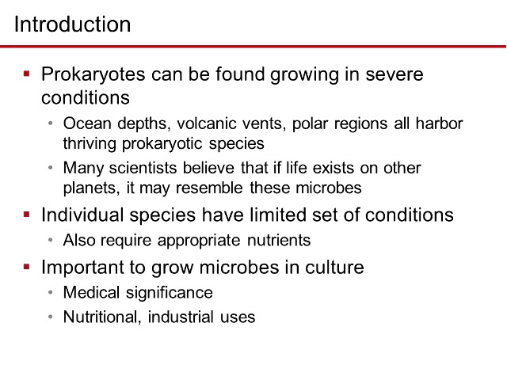Now, prokaryotes can be found growing in severe conditions: ocean depths, volcanic vents, polar regions. They all harbor prokaryotic species. And many scientists believe that if life exists on other planets, it may resemble these microbes. Individual species have a limited set of conditions and also require appropriate nutrients. Now, it's important to grow microbes in culture that have medical significance and that have nutritional and industrial uses.